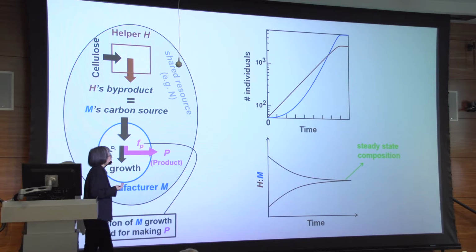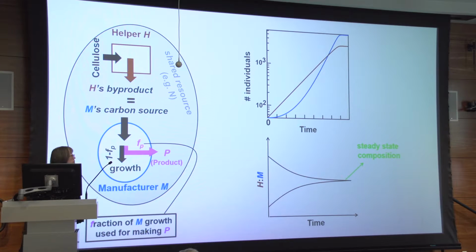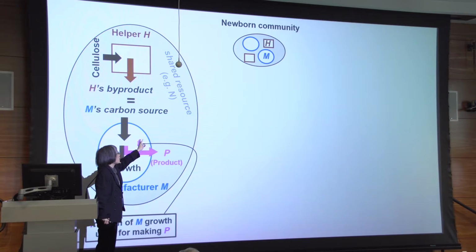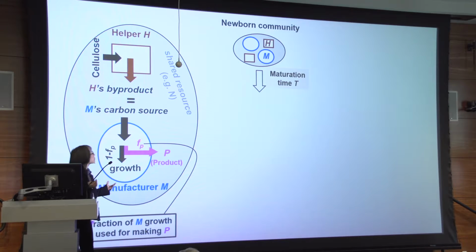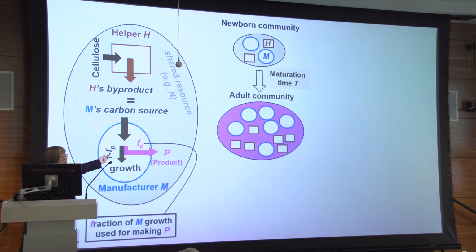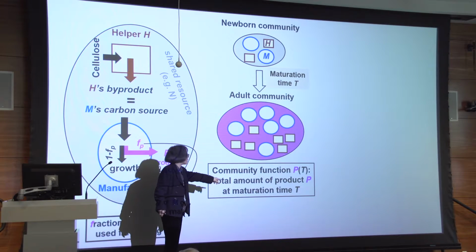Now, with the comforting thought that we have a stable community, we can define a community function. So we start with a newborn community with two types of cells. We have cellulose in excess and a nitrogen source that's yield limiting. And we allow maturation time T. Then as they grow, the resource will be depleted and the product will accumulate. We define community function as the total amount of product P at maturation time T, or P(T).